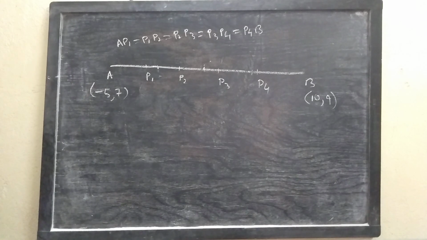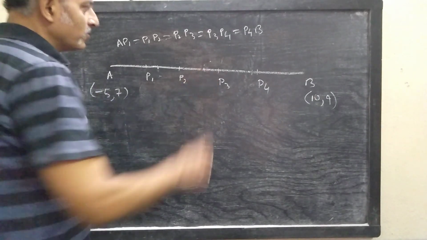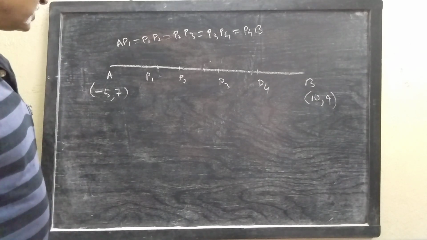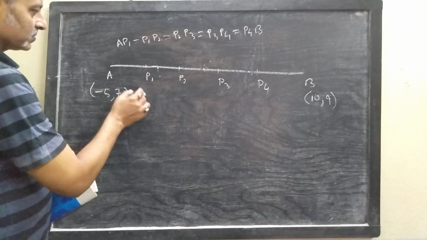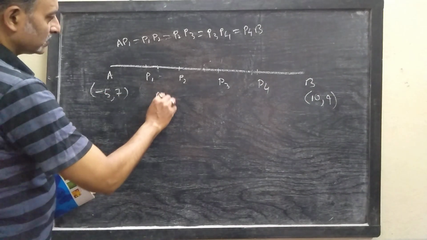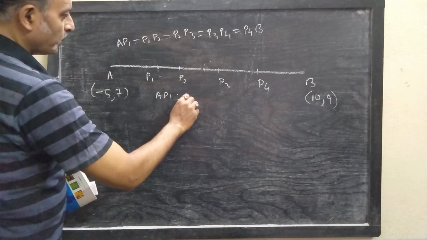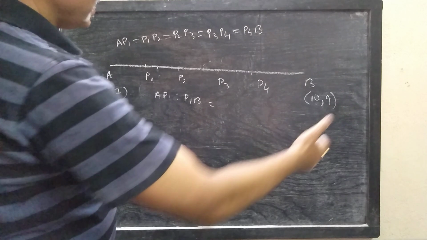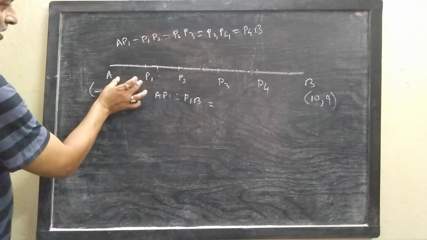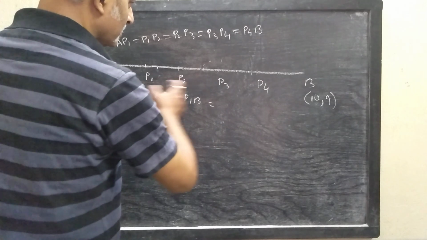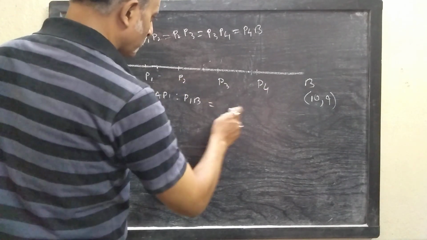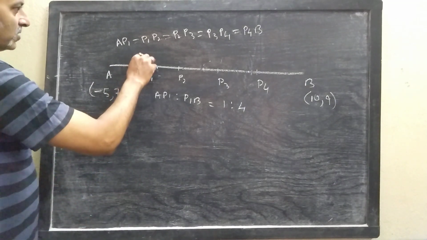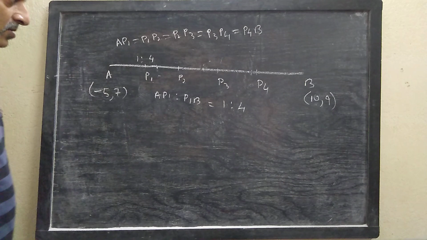Then how can we find this? Now, here we have no advantage of finding the midpoint, so we have to proceed in this way. Look, AP1 is to P1B. What will be this ratio? Here AB is divided into 5 equal parts. So AP1 is one of the parts, and here remain 4 parts: 1, 2, 3, 4. So the ratio should be 1:4. That is, P1 divides the line segment AB internally in the ratio 1:4.